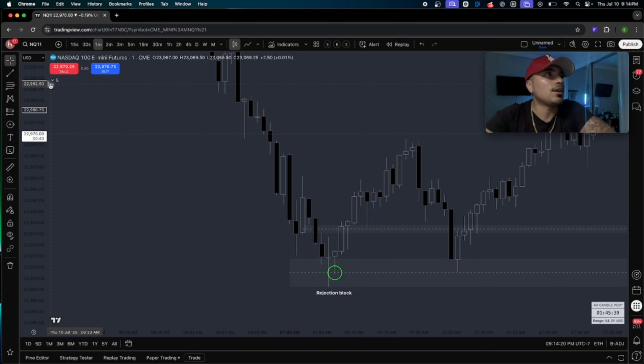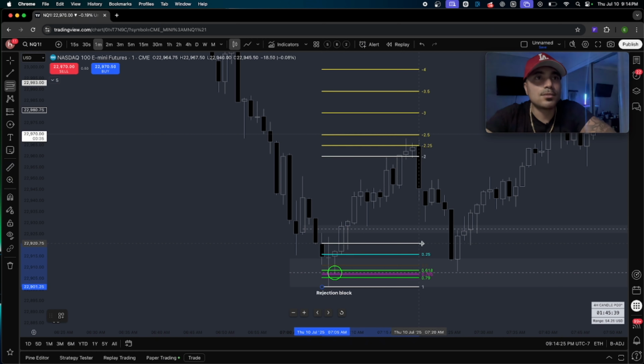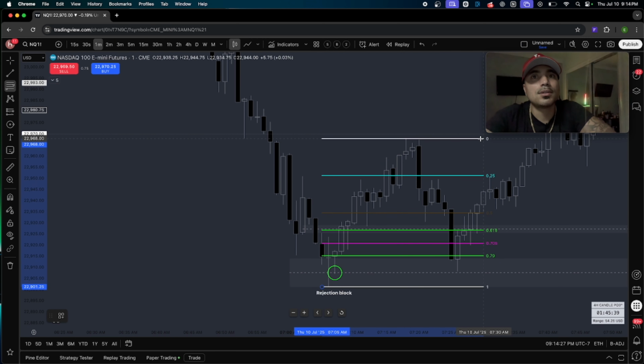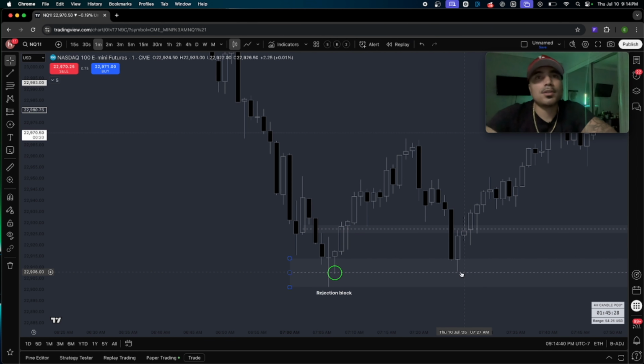So watch, I can eyeball this and I can tell, obviously, from this wick to this, not a perfect one, but it's just the range, this area, which is why I wouldn't really take this as an OTE strategy. I would take this off a rejection block strategy, to be honest.